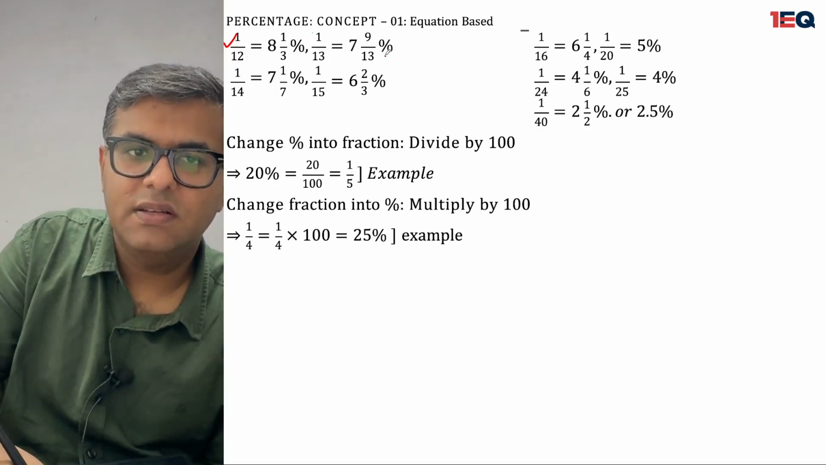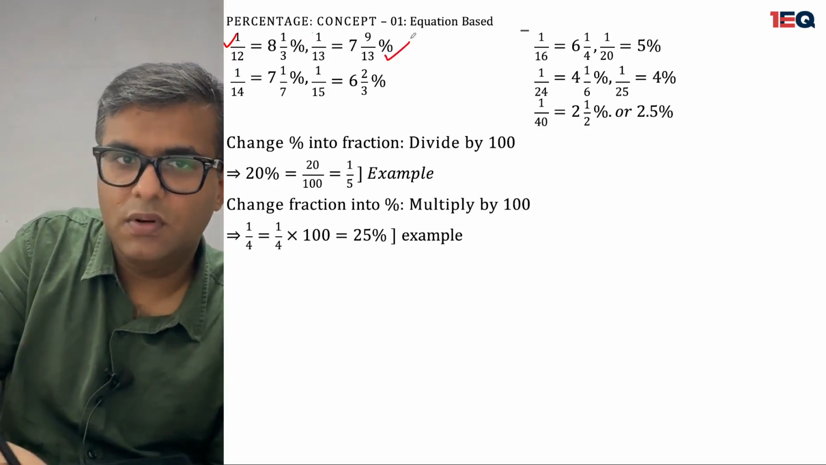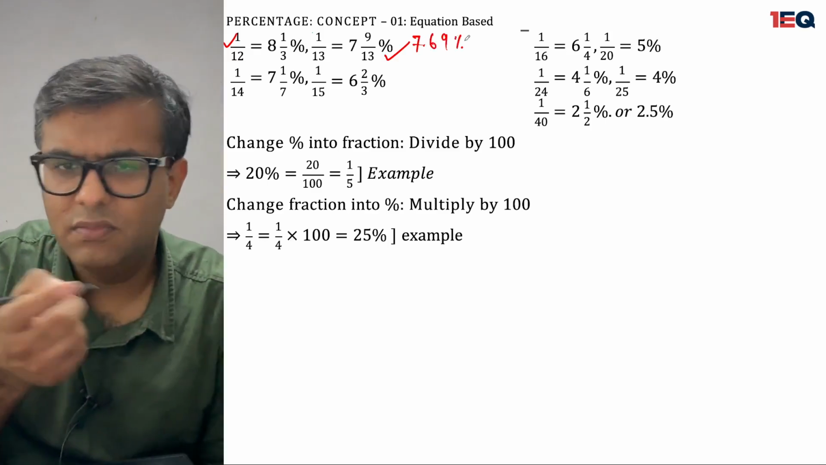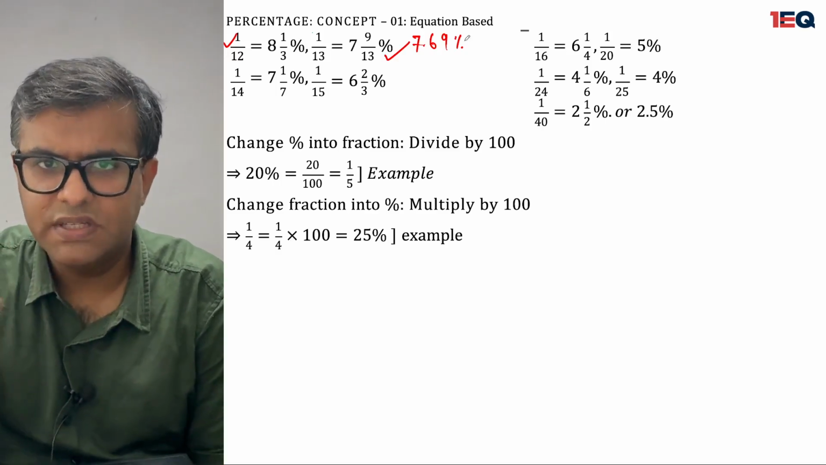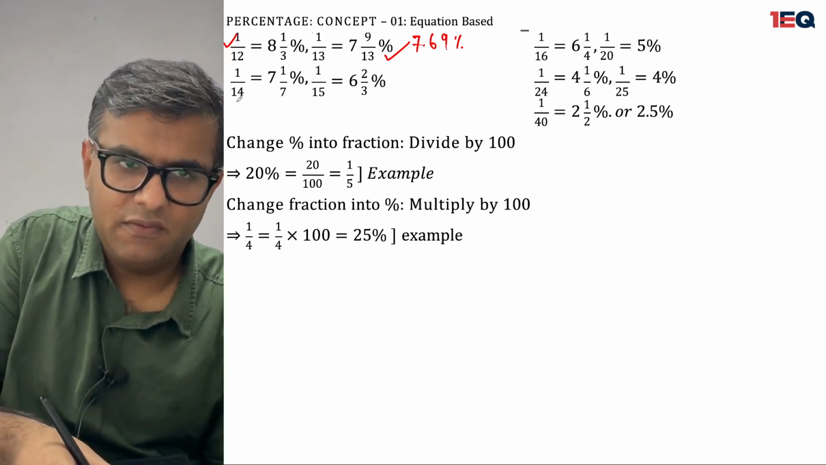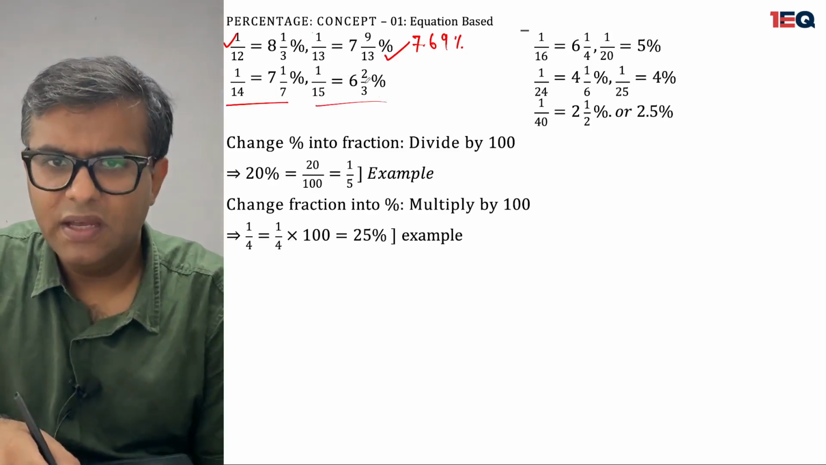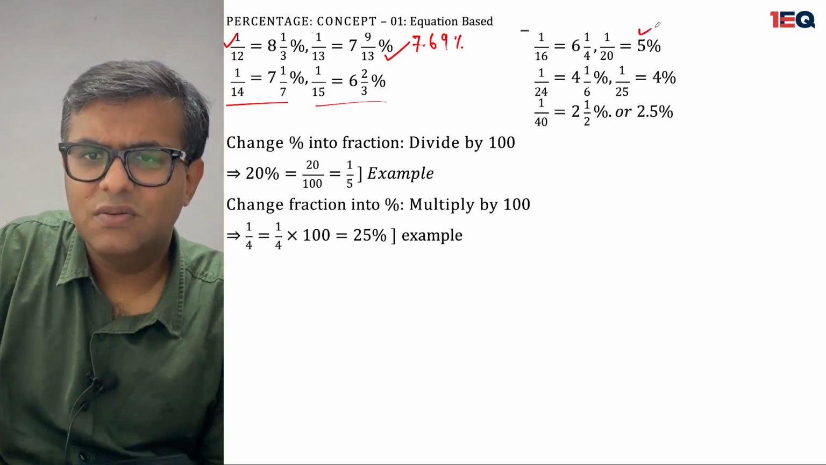1 by 13 being 7.69%. I've already talked about it. I'm writing it here: 7.69%. You can recall any of the two, whichever you find good. 1 by 14 being 7 1 by 7 and 1 by 15 being 6 2 by 3. These are also a little important.